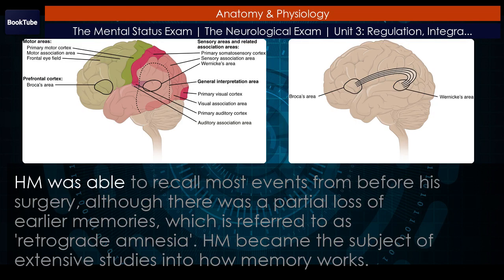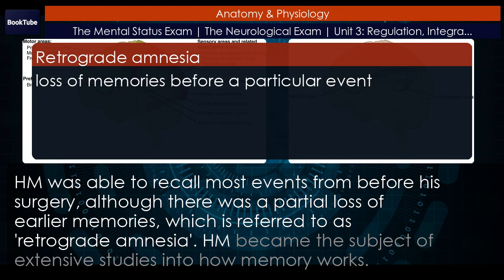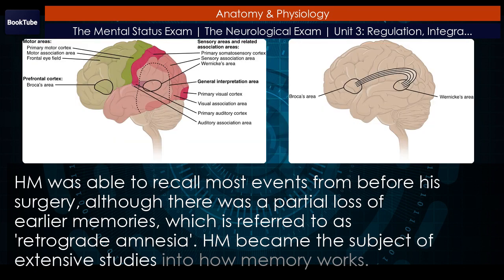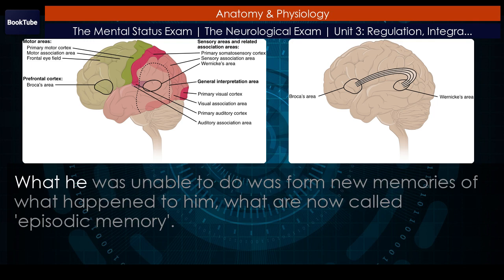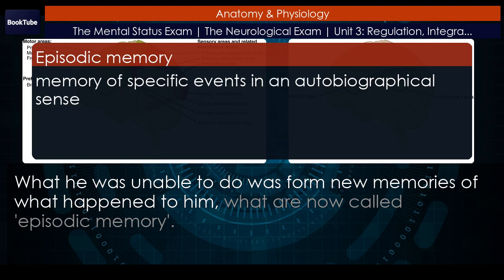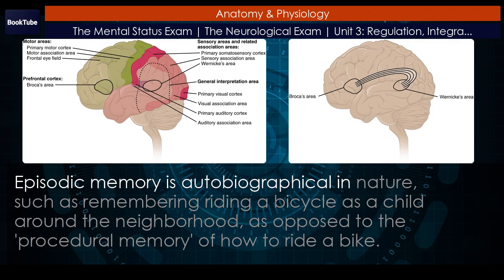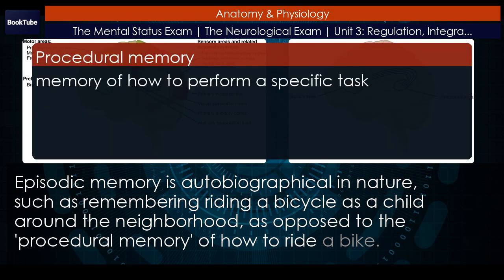H.M. was able to recall most events from before his surgery, although there was a partial loss of earlier memories, which is referred to as retrograde amnesia. H.M. became the subject of extensive studies into how memory works. What he was unable to do was form new memories of what happened to him, what are now called episodic memory. Episodic memory is autobiographical in nature, such as remembering riding a bicycle as a child around the neighborhood, as opposed to the procedural memory of how to ride a bike.